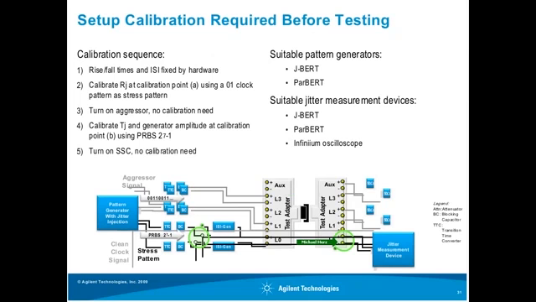Once that is done, we just turn on the spread spectrum clocking on the pattern generator. The concept we are using with our pattern generators to generate spread spectrum clocking eliminates the need to calibrate it. Finally, suitable pattern generators for the setup shown here are the Agilent JBERT or PARBERT, and suitable jitter measurement devices on this side could be the JBERT again, or the PARBERT again, or an Infiniium oscilloscope.